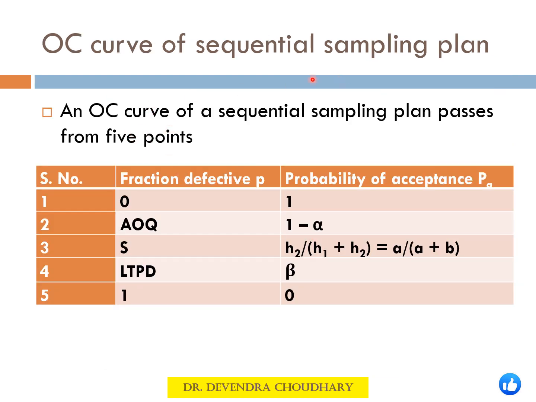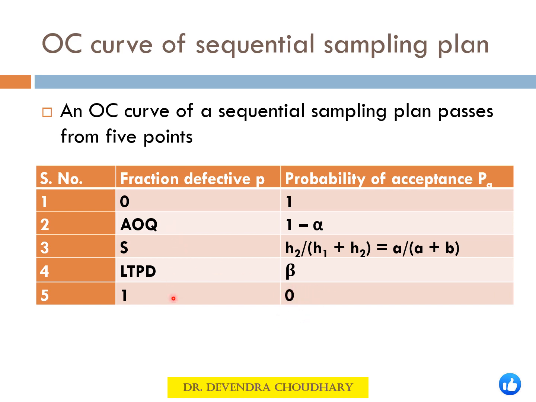The OC curve of a sequential sampling plan can be plotted using these 5 points. The OC curve is a curve between probability of acceptance and fraction defective. Here we have 5 points in the sequential sampling plan. Two are obvious: when fraction defective P is 0, probability of acceptance is 1, and when fraction defective is 100%, the probability of acceptance is 0.